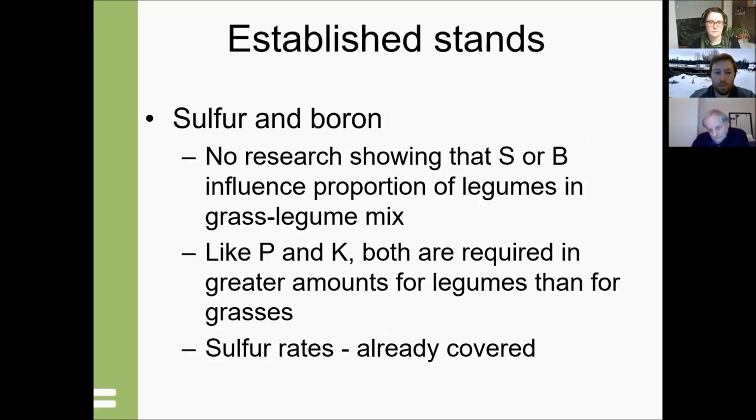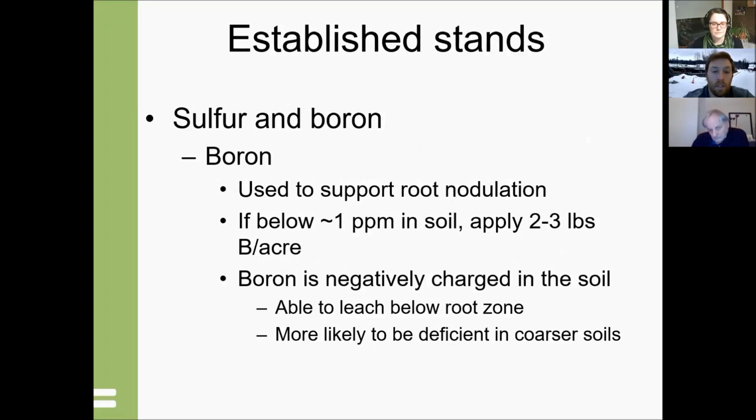I've already gone over sulfur rates, but boron is actually used to support root nodulation in legumes, but normally you don't need a lot. So I'd recommend if you're below 1 part per million boron in your soil, about 2 to 3 pounds of actual boron per acre would be a good rate to apply. And like nitrate and sulfate, boron is negatively charged when it's in the soil, so it's able to leach below the root zone. So if you're in a coarser soil or you get a lot of moisture, it's definitely possible to lose boron, and that's something you would need to supplement with fertilizer.